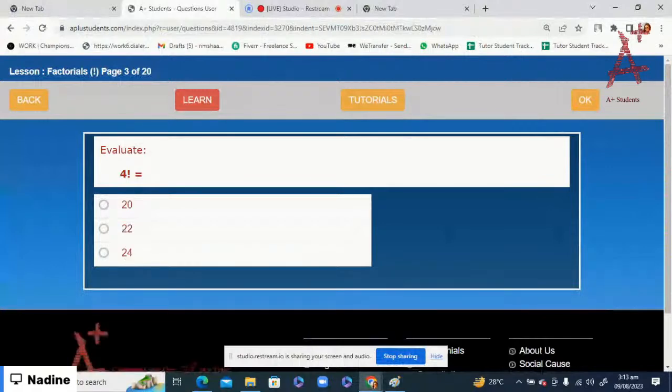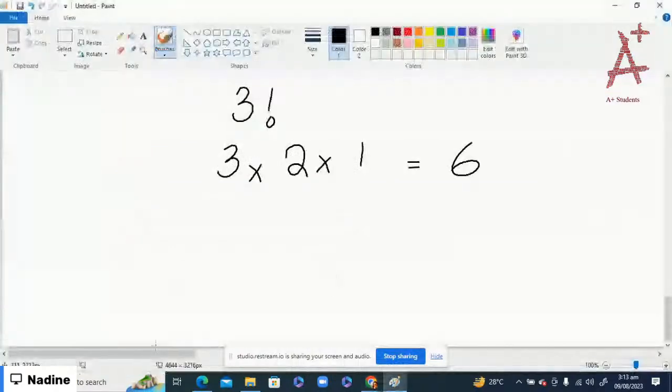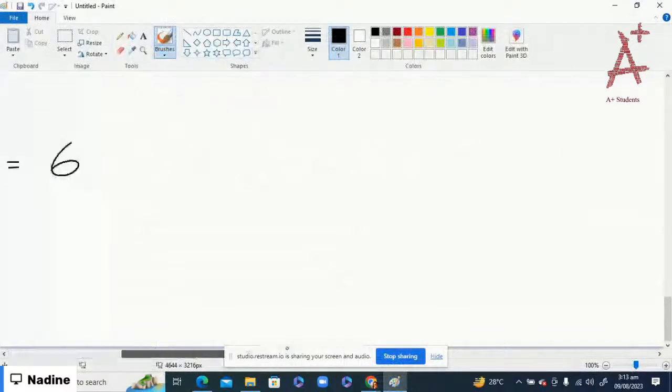Alright, here is 4 factorial. We already solved this question for 4 factorial. Now let's do one more question related to that, okay? For example, if I'm going to put it here, 8 factorial. How can we solve it?